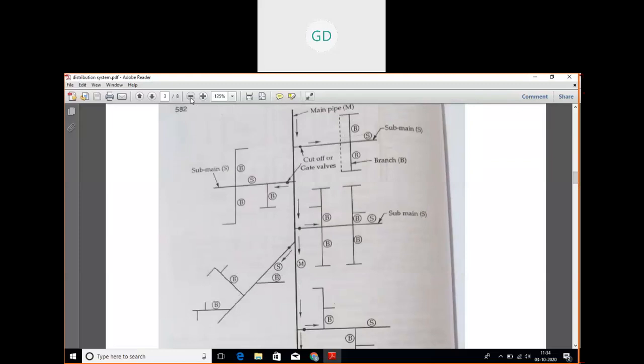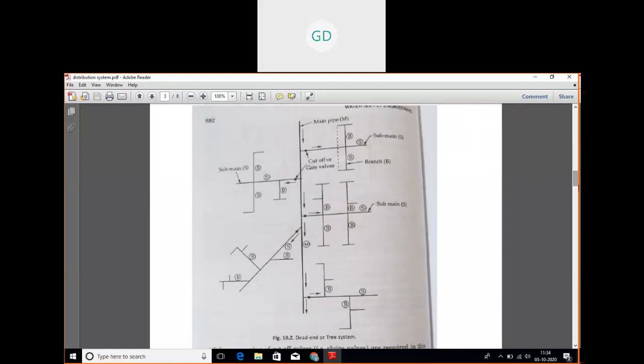So this is the diagram of a dead end system. You can see this line, the middle one. This line is your main supply pipe. Then from this main supply, your sub main pipes are coming. These are sub main pipes, and from these sub main pipes, again your branches are coming. These are branches. So it is a kind of a tree, so it is known as a dead end system, or also a tree system.